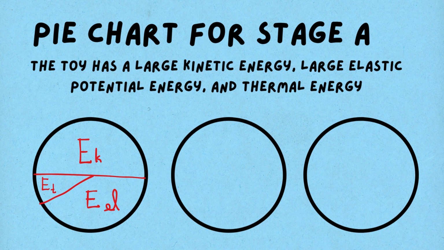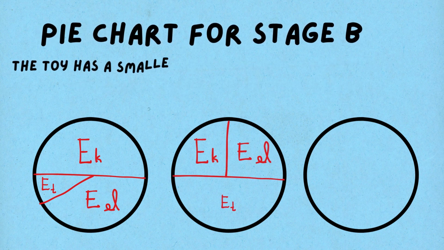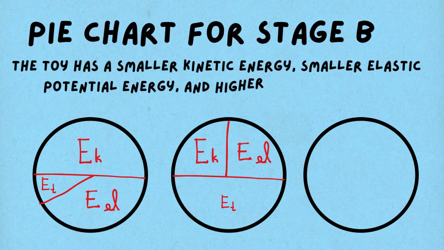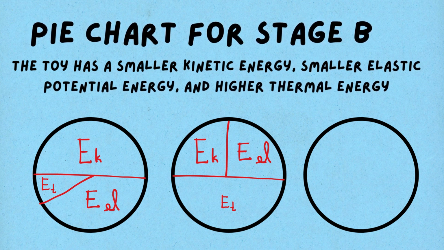It also has a large kinetic energy because it's moving the fastest at this point, and it has some amount of thermal energy. And here is the pie chart for stage B. So now the toy has a smaller kinetic energy because the velocity is smaller, less elastic potential energy because it's been running for a while, and higher thermal energy.